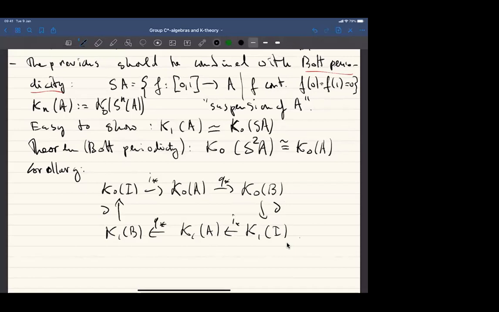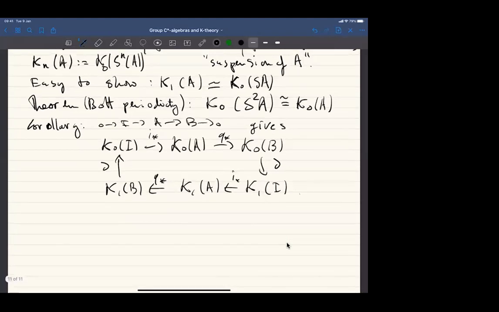So in the end, we see that we have a homology theory, we have groups in each degree. It turns out to collapse due to Bott periodicity. And this means that we get from a short exact sequence of C-star algebras a 6-term exact sequence in K-theory.